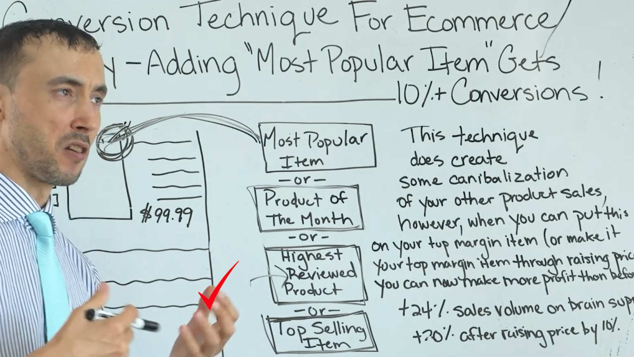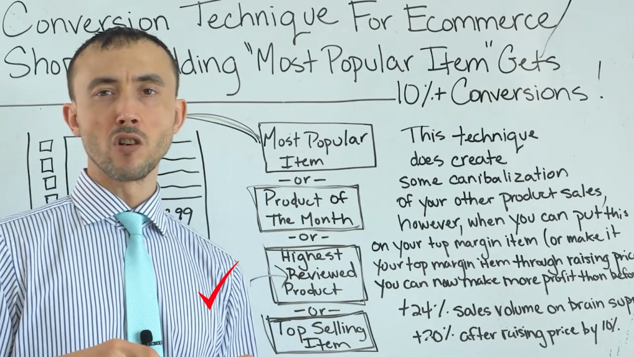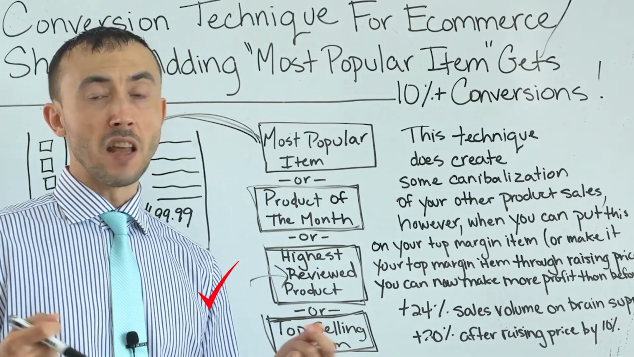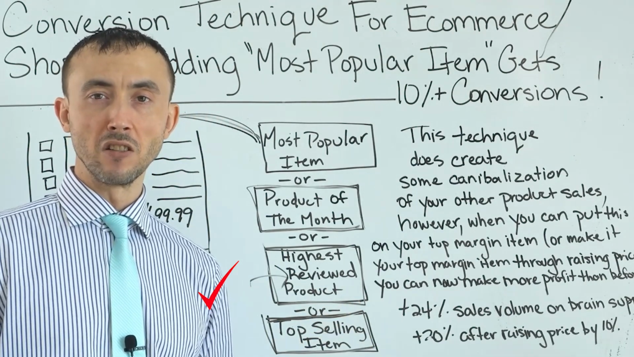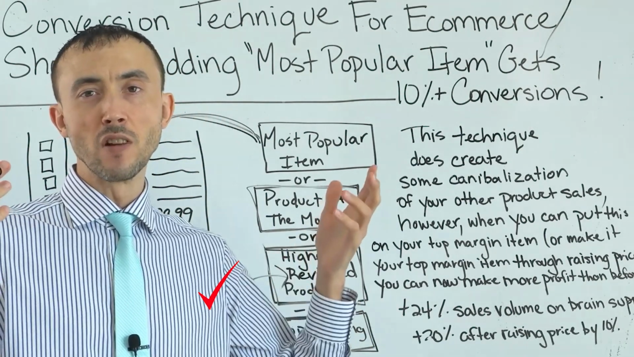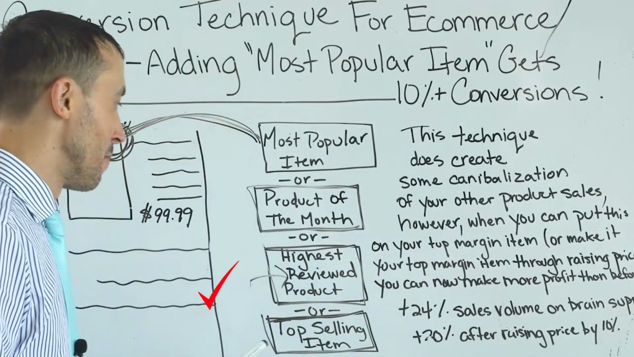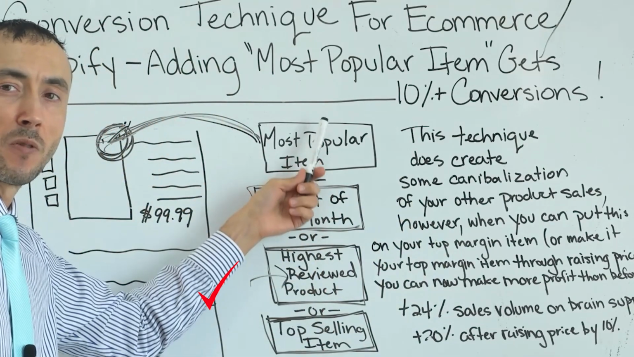Ultimately, the conclusion is you're helping the user decide which item is the best. Naturally, you want to make money, so you're going to tell the user whatever makes you the most money is the best. And why would you not want to do that? So try these different things here.